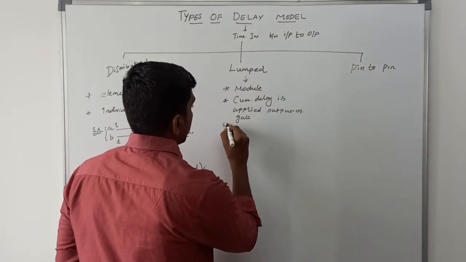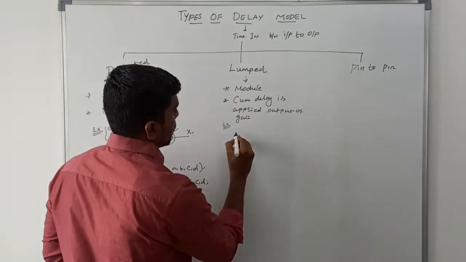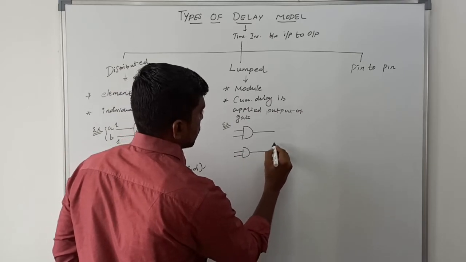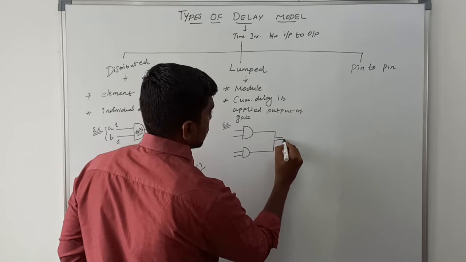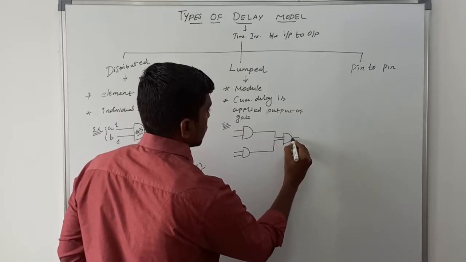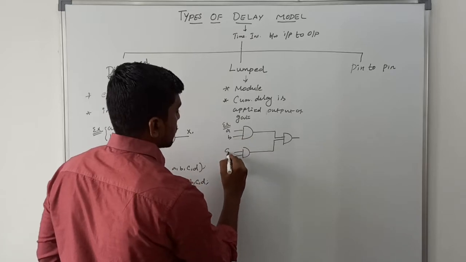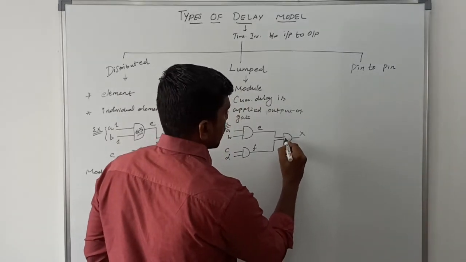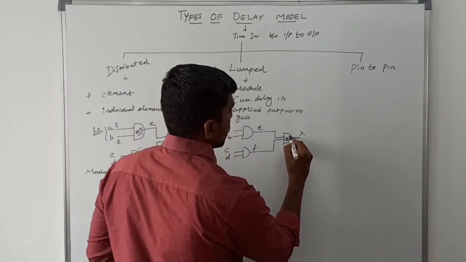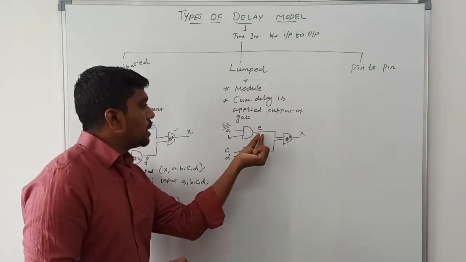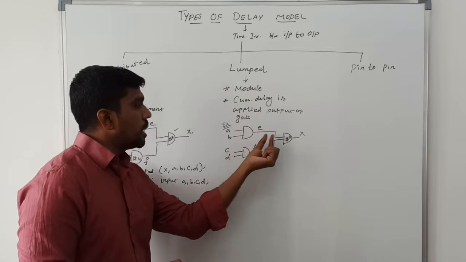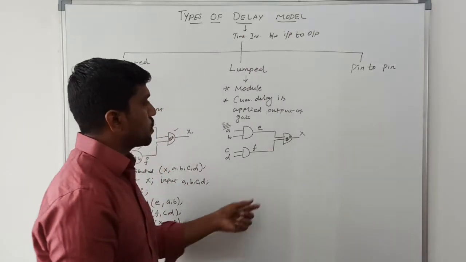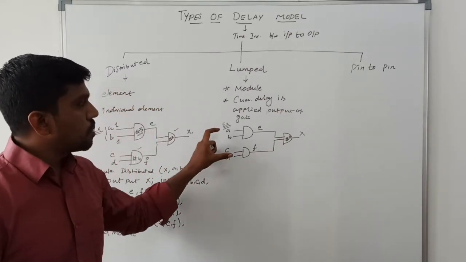Now I draw the example circuit for the lumped delay model. The same circuit is taken here also. Inputs are A, B, C, D and wires E and F. The output is X. Here the delay is 11, the cumulative delay of all the paths. So all the delays are specified at the output of the logic gate. It's a simple logic circuit.